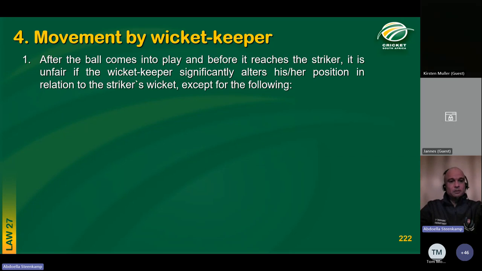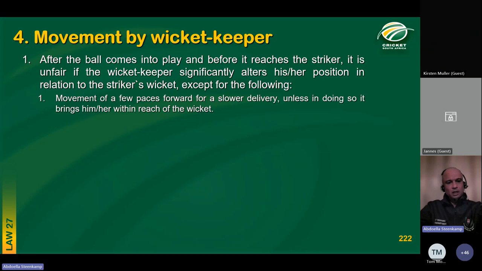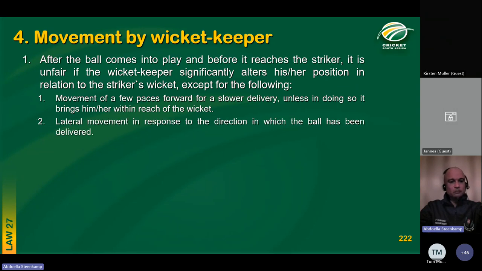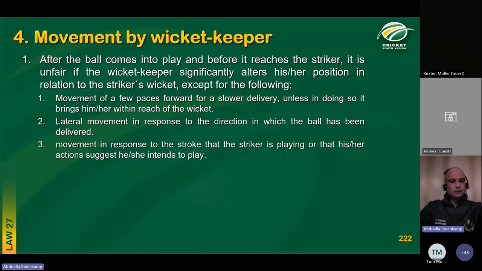So we've discovered movement by the keeper. So after the ball comes into play and before it reaches the striker, the law tells us it's unfair for the keeper to significantly change his or her position, except for the following three instances. Keeper's allowed to move a few paces forward for slower delivery, unless the two or three paces forward brings the keeper within reach of the wicket. That should not be allowed. But otherwise, one or two steps forward, no problem. Keeper's also allowed lateral movement in response to the direction in which the ball has been delivered. And also, the keeper's allowed to move in response to the stroke that the striker is playing or that the striker's action suggests he or she intends to play.